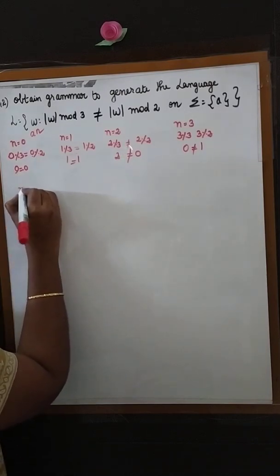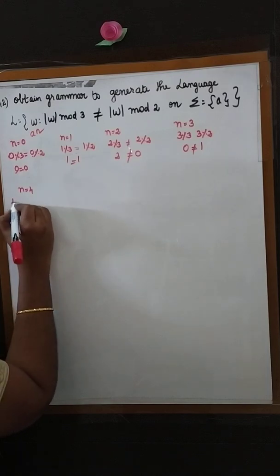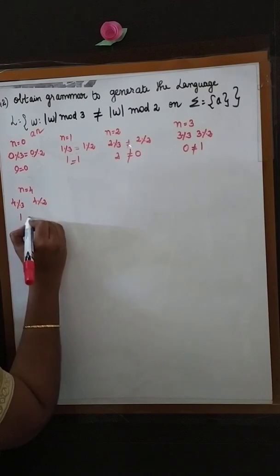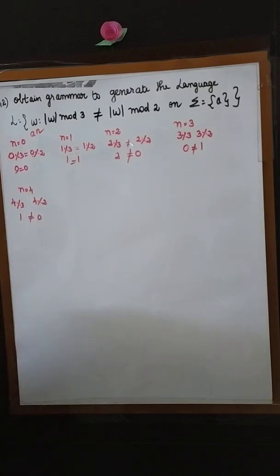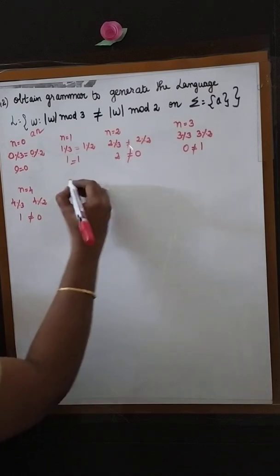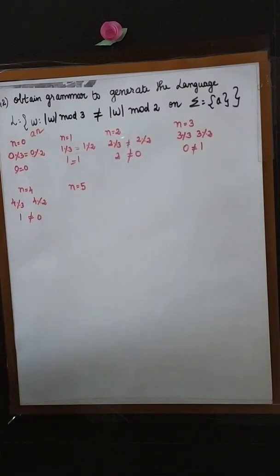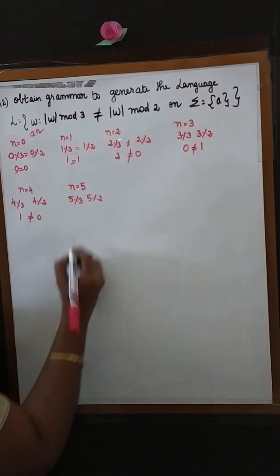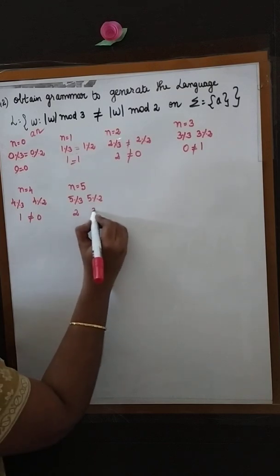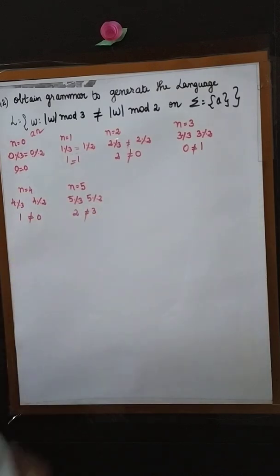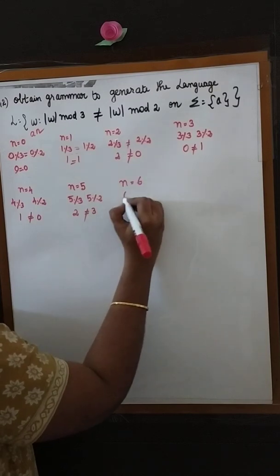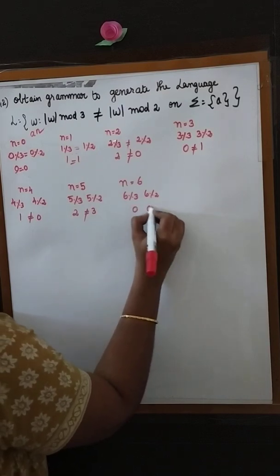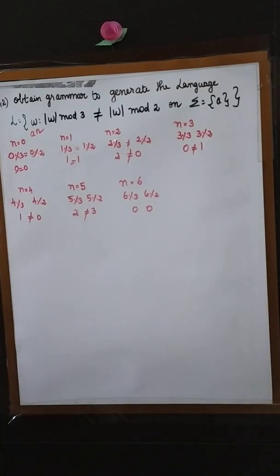Next I am taking n as 4. With modulus 3 and modulus 2, I have to check. Here I will get 1 and here it will be 0, so the remainder will be 0. So this is also not equal, and I am taking it. Next I am taking 5. 5 modulo 3 and 5 modulo 2: here I will get 2 and here 1, which is also not equal, right? Next I am taking n as 6. 6 modulo 3 and 6 modulo 2, and the remainder I am getting is 0.